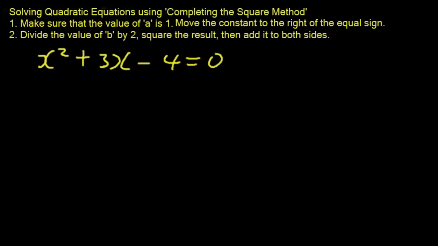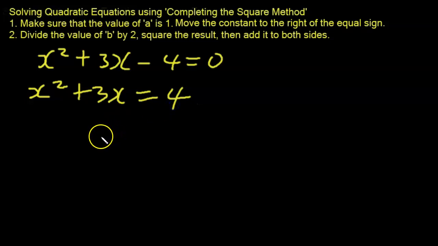Let us solve x squared plus 3x minus 4 equals 0 using the completing the square method. So again, we want to make sure the value of a is 1, and it is, because x squared, remember, is 1x squared. Alright, and then we move the constant to the right of the equal sign. So we have x squared plus 3x equal to 4.